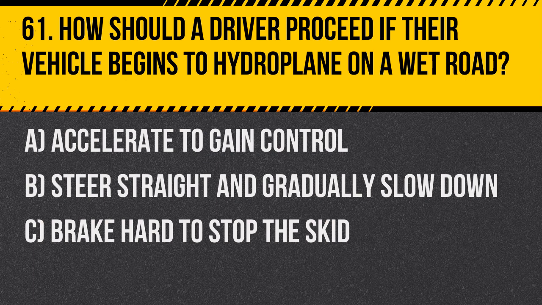Question 61. How should a driver proceed if their vehicle begins to hydroplane on a wet road? A. Accelerate to gain control. B. Steer straight and gradually slow down. C. Brake hard to stop the skid.